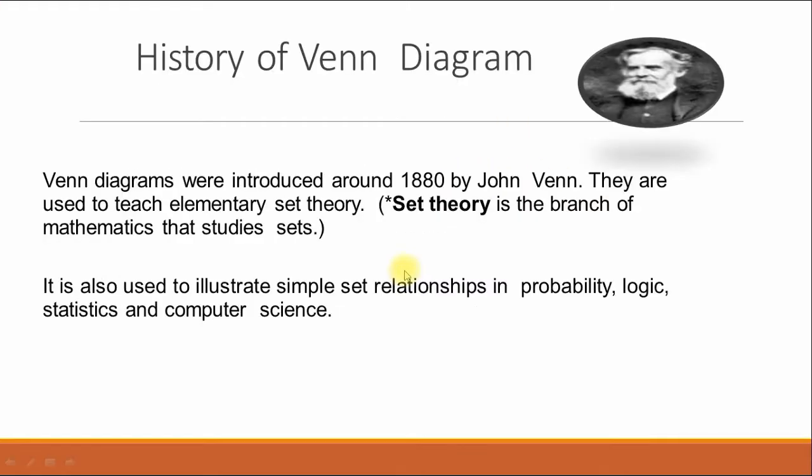So, the history of the Venn diagram. Venn diagrams were introduced around 1880 by John Venn. They are used to teach elementary set theory. Set theory is the branch of mathematics that studies sets. It is also used to illustrate simple set relationships in probability, logic, statistics and computer science, etc.